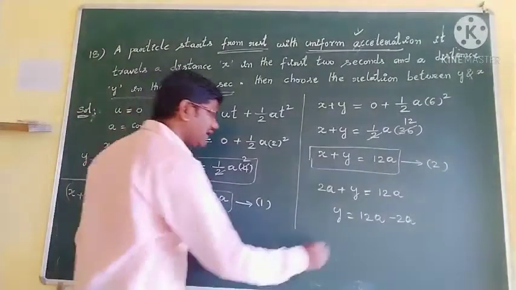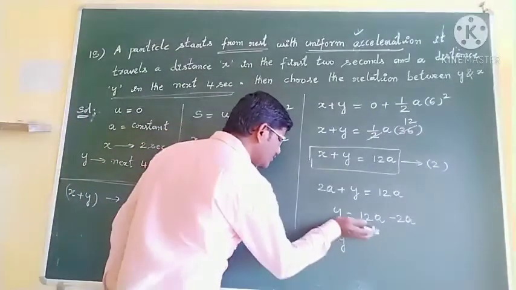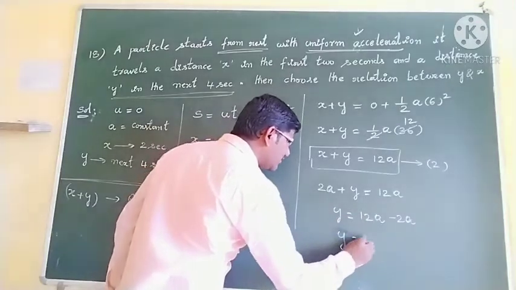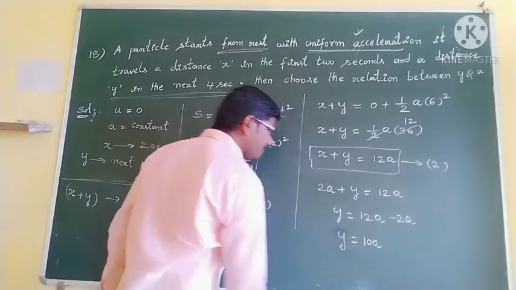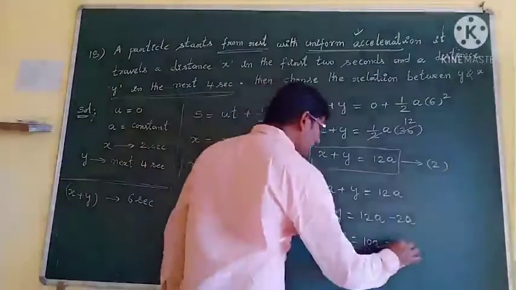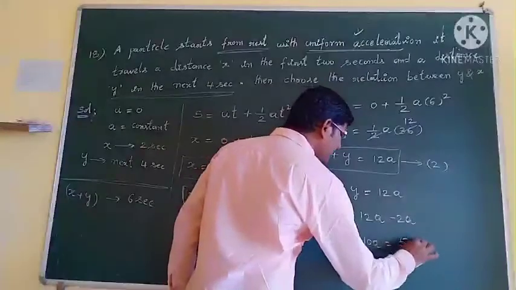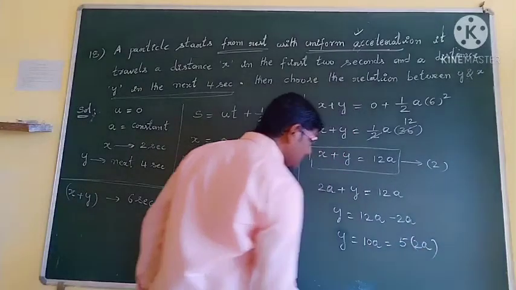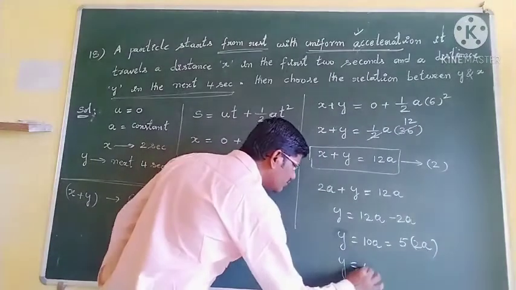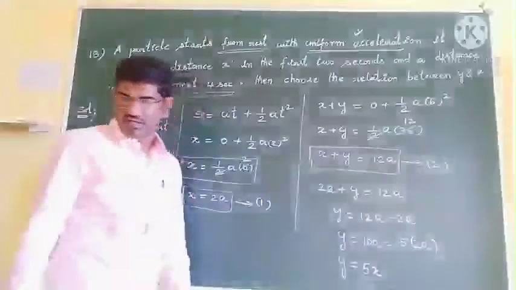So then you are getting y is equal to 10 into a. This 10 into a can be written as 5 into 2a, then y is equal to 5x is the relation.